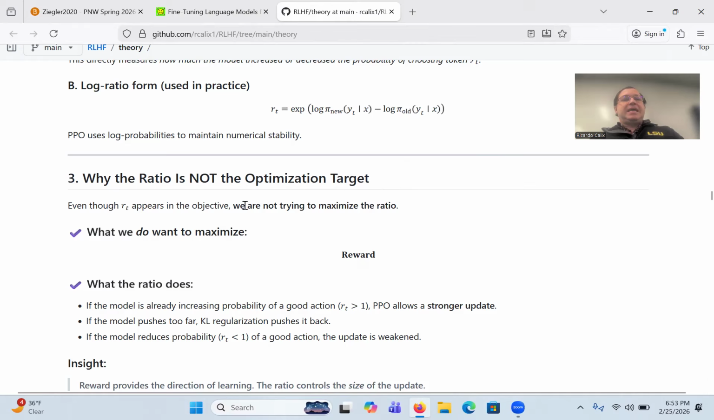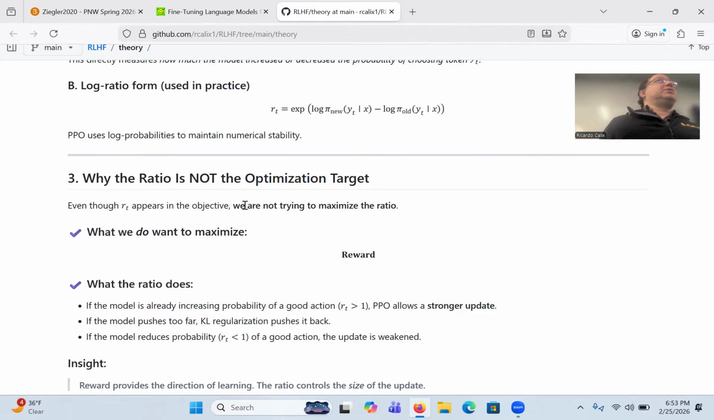So, as I said, the ratio is a control, so the ratio is not the optimization target. What's the optimization target? Should be the reward, right? Or this advantage, which is some kind of a reward modified. And we will look at that. And I can also mention that already.